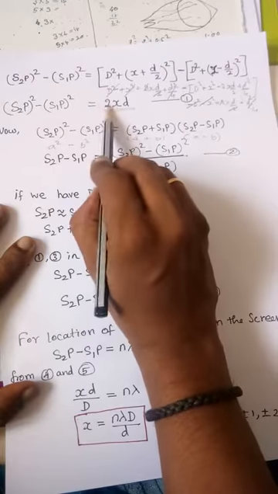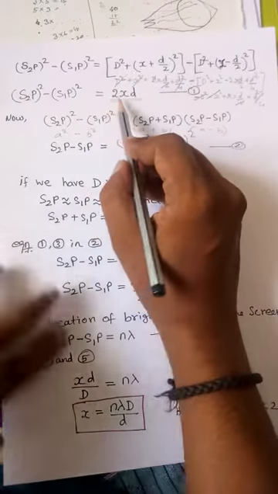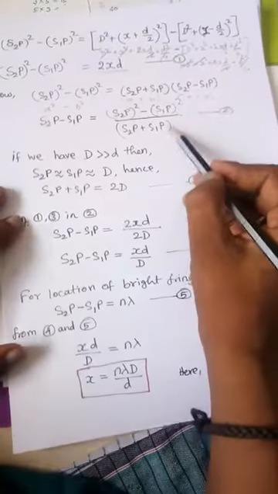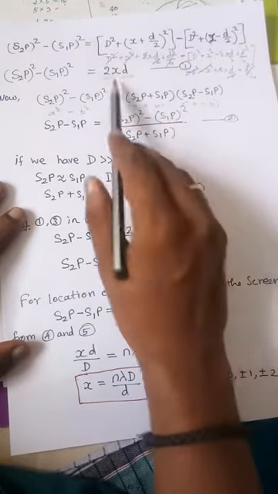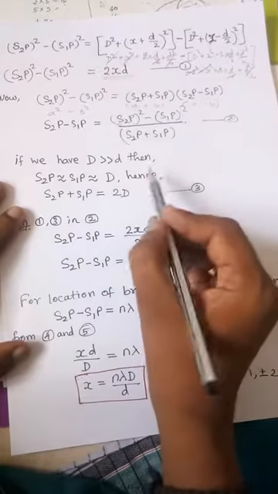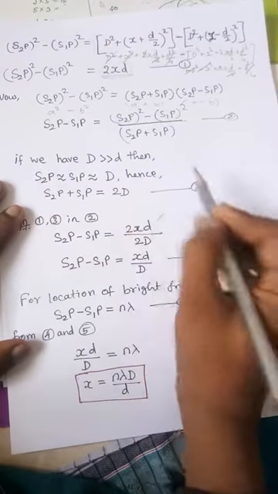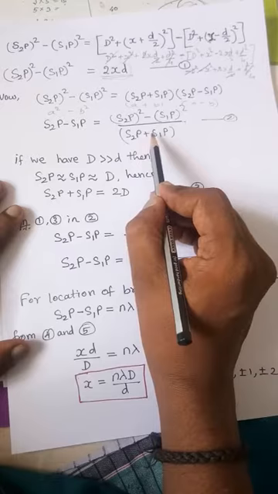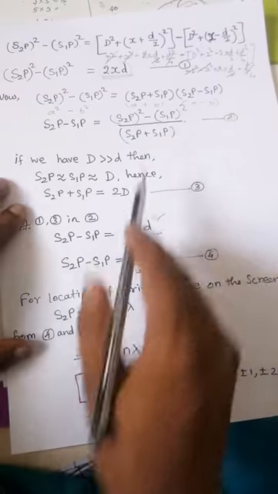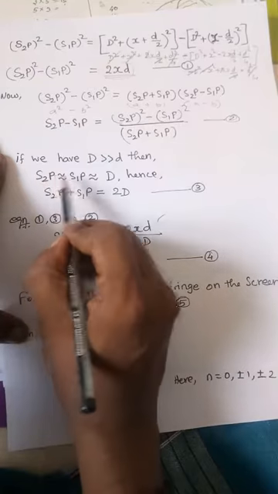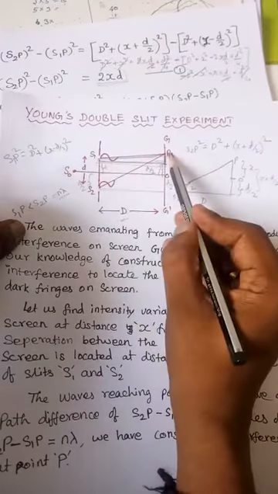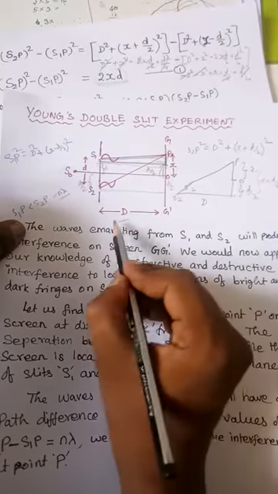So the total value will become 2xd. Now if we subtract this from the second equation, S2P square minus S1P square, you already know the value, 2xd. Substitute 2xd here. Now we want to find S2P plus S1P. From the diagram, S1P and S2P are almost the distance D only.